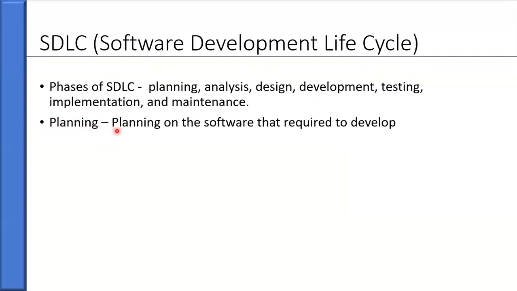Planning. Planning on the software that is required to develop. Now, in the software development life cycle, at the first point, we want to plan the software. We want to provide the technical feasibility, or we have to tell that technically we can do this. Think if your requirement is to develop some application that is technically infeasible, there's no technical way. I'll give an example.